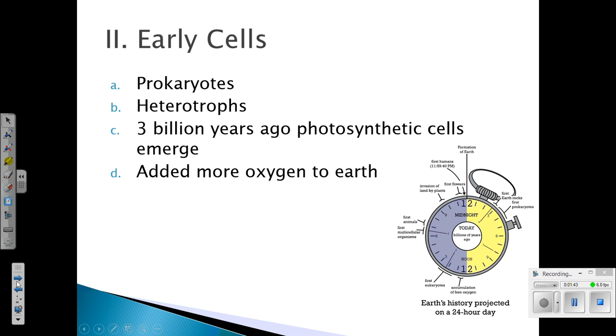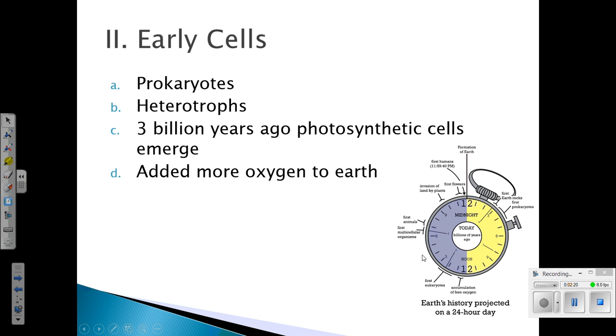So those early cells we know are prokaryotes and heterotrophs. So they ate different kinds of chemicals and things like that. And then about 3 billion years ago is when we find the first cells that were able to do photosynthesis. And that changed the gases on Earth. As soon as photosynthetic cells came about, there was more oxygen available on Earth, and that made way for more complex life forms.